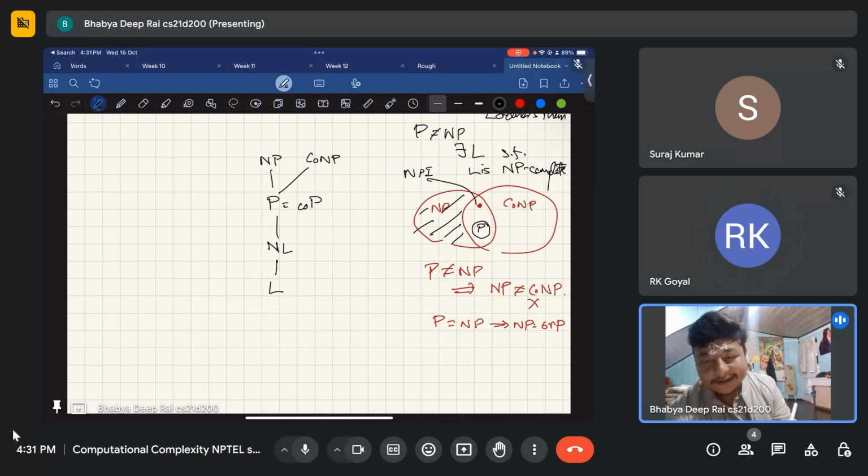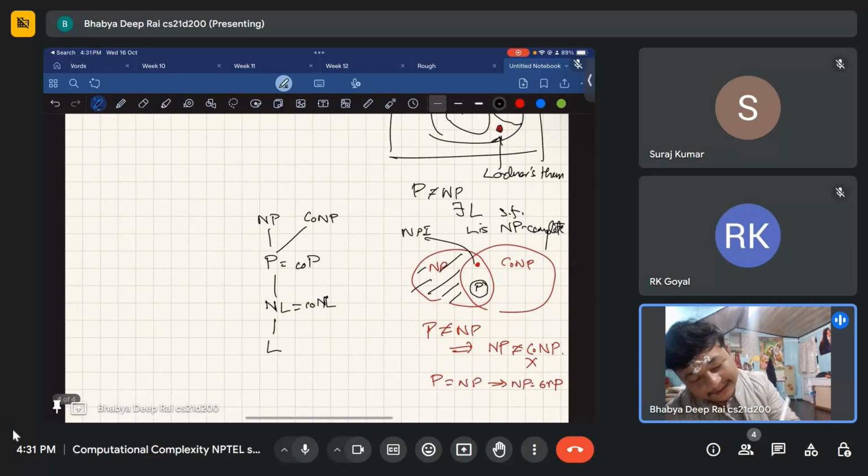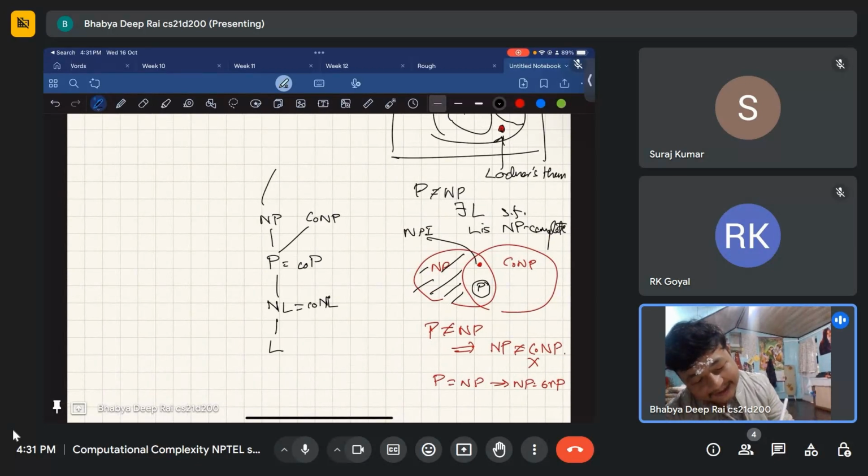And now here you have an interesting thing about space. Space is closed under complementation, by Immerman-Szelepcsényi. And similarly, NP and co-NP can be simulated in polynomial space, by the same argument that NL is contained in P. And this is equal to NPSPACE.